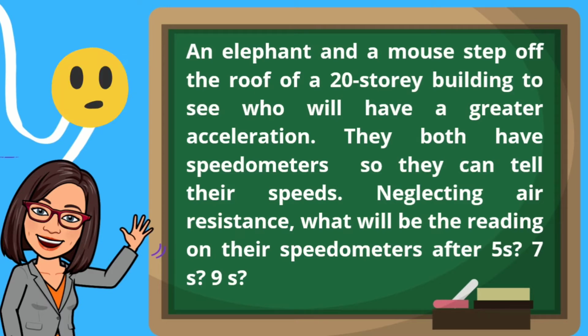We know that kapag may bumabagsak na balahibo or dahon, kapag mahangin, medyo umiimbay-imbay siya or nagbabago-bago siya ng direksyon. But on this experiment, if we can call this an experiment, sa gustong gawin ng elepante at ng daga, we will neglect air resistance. So, dapat wala siyang effect ng air. Sino kaya ang mas may mataas na record sa speedometers? Sa speedometer nila after 5, 7, or 9 seconds? Is it the elephant or the mouse? You make your guess.